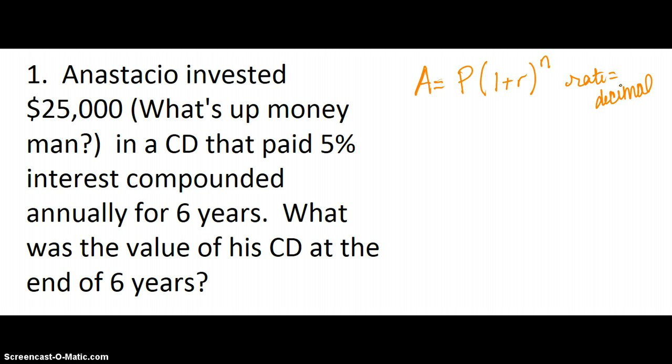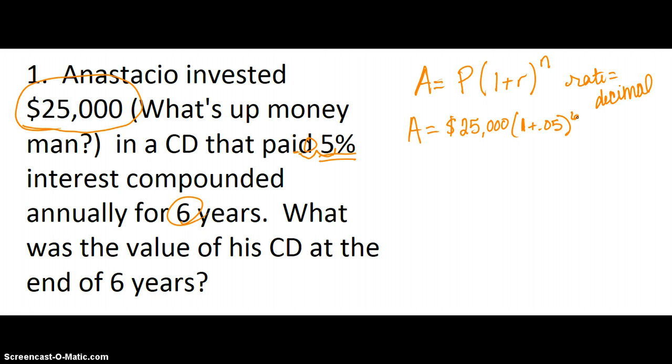So let's plug in the information that we have here. We're not going to know A until we solve this. That's what we're solving for. But the principal is his initial investment, $25,000. The 1 is always the same. The rate is 5%. Remember, percent means per 100, so you move your decimal back 2 places. So it's going to be 1 plus 0.05, and we're going to do that for 6 years, so to the 6th power.